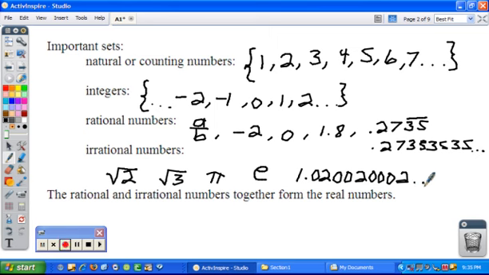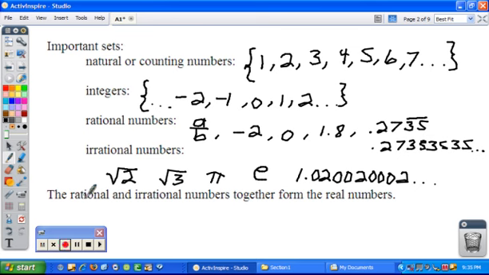1.020020002 dot, dot, dot. That is actually irrational. A lot of people would say, well, I thought you said if it repeats, it's rational. Well, I did say that, but even though this pattern is repeating, the sequence is not repeating, because I'm throwing in an extra 0 every time. So this would definitely be irrational.